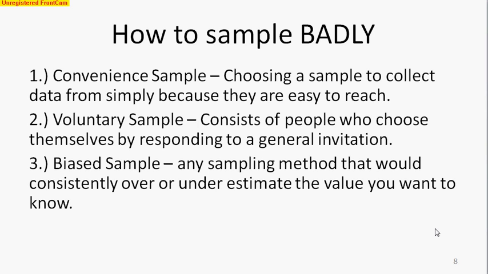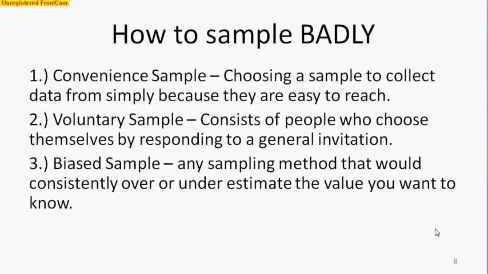Another bad sample is called a voluntary sample. This consists of people who choose themselves by responding to a general invitation. So basically, if your sample is made up of volunteers, that is very, very bad. Oftentimes, the people that volunteer to give information to you are people that have strong opinions or strong feelings one way or the other, and you don't really want to use volunteers in your sample.